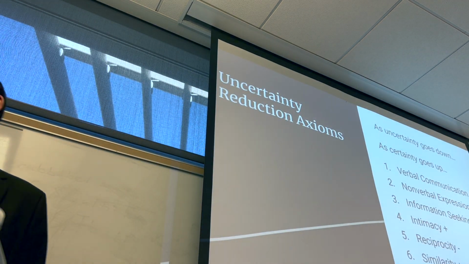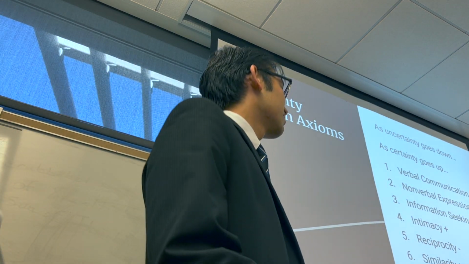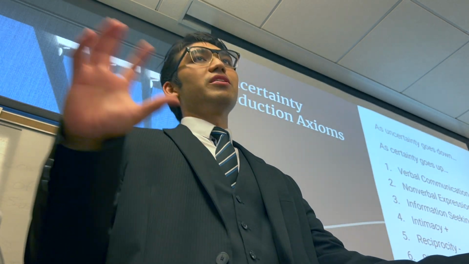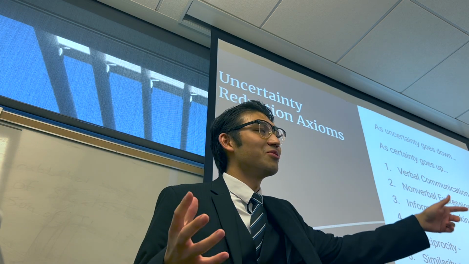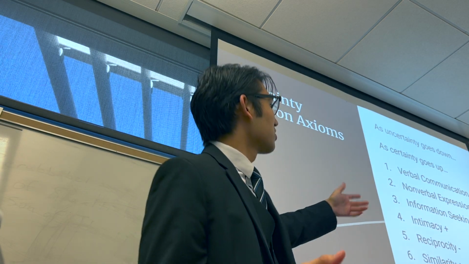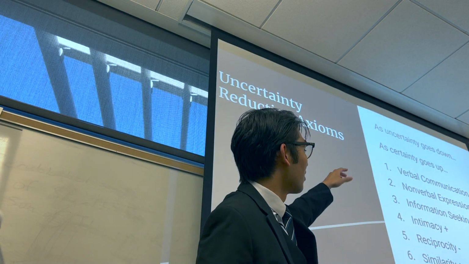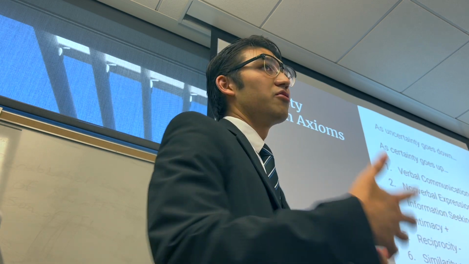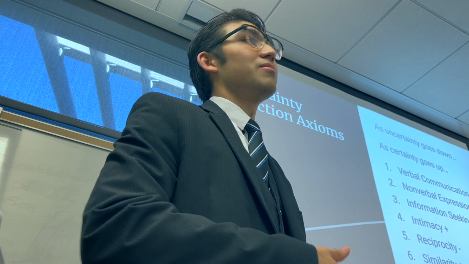And now we have some axioms of uncertainty reduction theory. There are 8. There were originally 7, but 1 was added. So uncertainty reduction is a double negative, right? So we can think of it as certainty goes up, verbal communication goes up, nonverbal expression, information seeking, and all the rest. Now, verbal communication specifically means the amount that you just talk to other people, right? Very simple. The more you talk to other people, the more you reduce uncertainty about them.